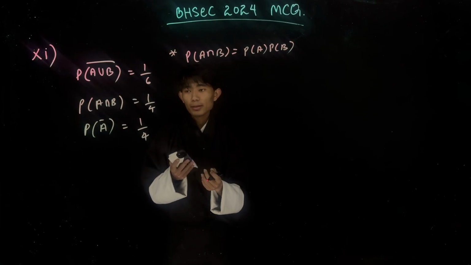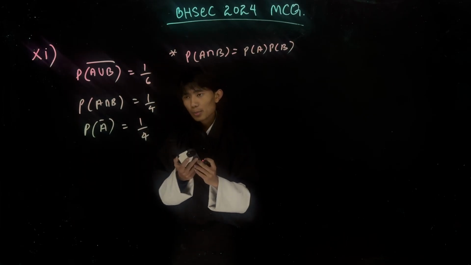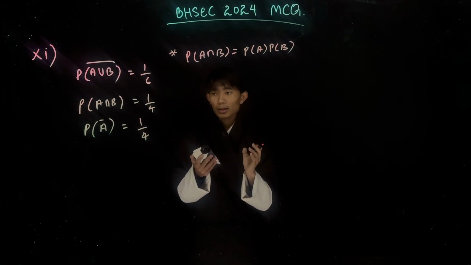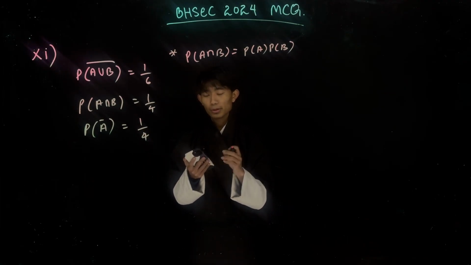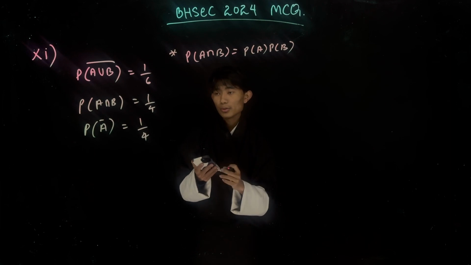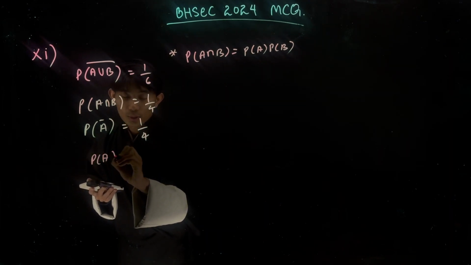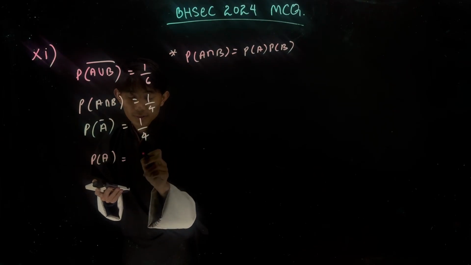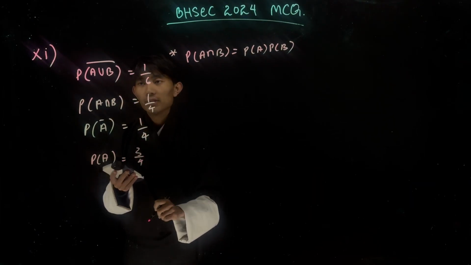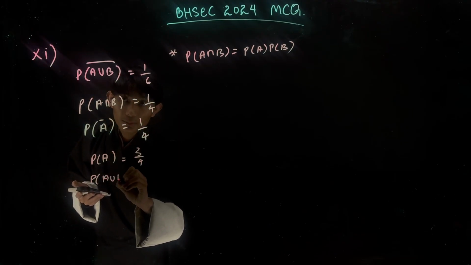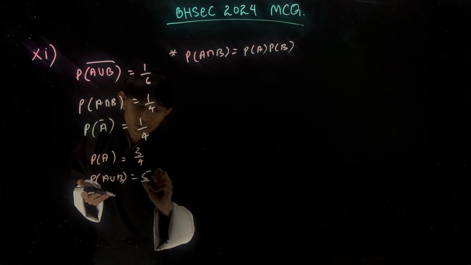Probability of A can be directly found from here, because the sum of the probability of an event happening plus the probability of that event not happening is equal to 1. So we can directly find the probability of A happening by subtracting 1/4 from 1. That will give us 3/4. Similarly, we can do for this one. So probability of A union B will be 5/6.